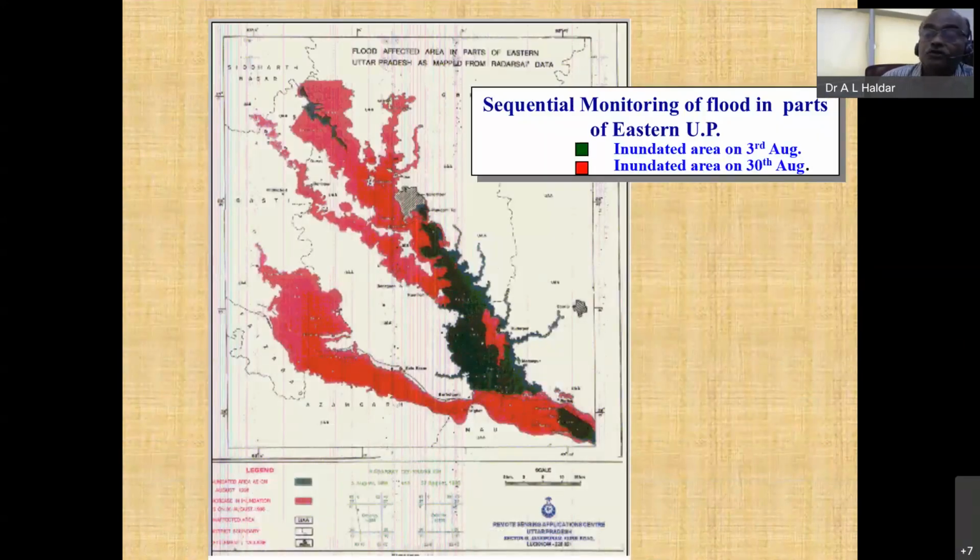This was the sequential monitoring. The green color was the inundation, and the red color was on the 38th. Of course, the green color was there, and to mark it, the contrast was shown. You see that from 3rd August to 38th August, how much of the crops and property was damaged, how much loss was there.